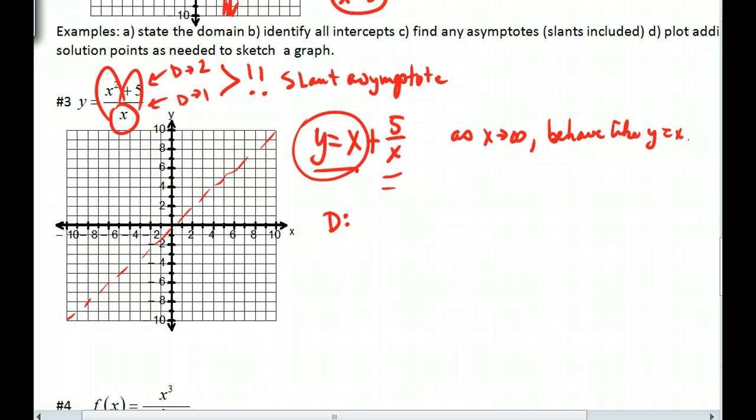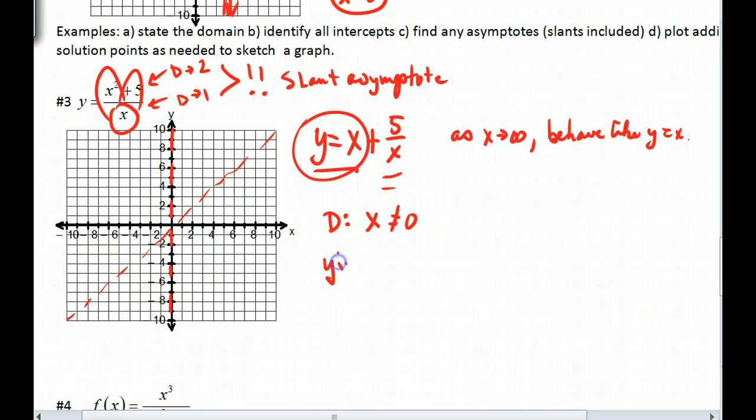So our domain, what is our domain? Look, we can't divide by 0. So x can't be 0. So that's my vertical asymptote. I got this here. Now what you might want to do is just find some points that might work for this thing.